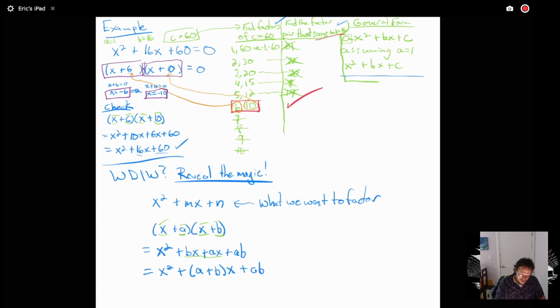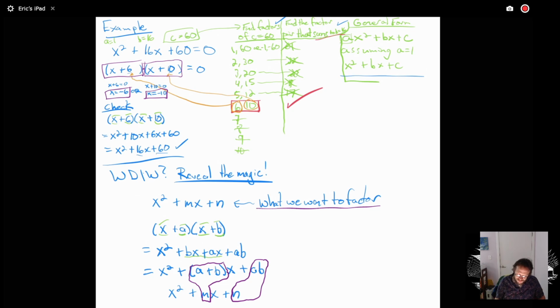Let's see if we can see it. So we're going to take down what our goal is. We're going to try and match this up. And the key connection that you're going to draw here is that this a plus b matches up with that m. And this a times b matches up with the n.